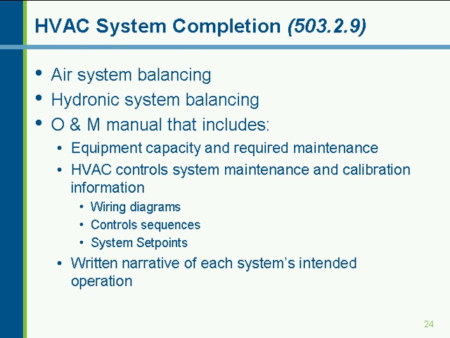Air system balancing, hydronic systems must also be balanced, and O&M manuals must be provided. And those O&M manuals must include equipment capacity and required maintenance procedures, HVAC control system maintenance and calibration information, including wiring diagrams, control sequences, and system set points, and also a written narrative of each system's intended operations.